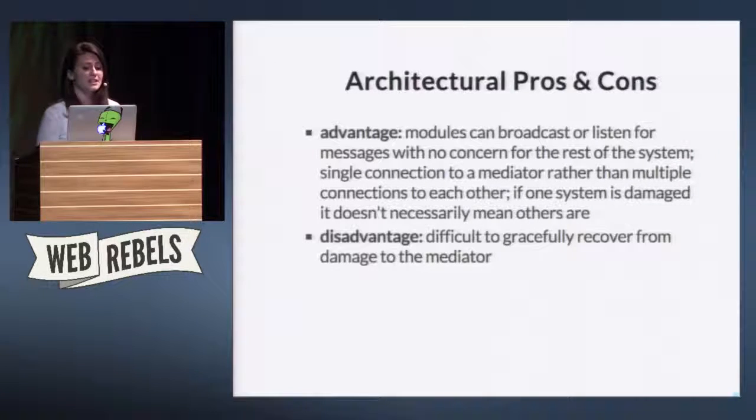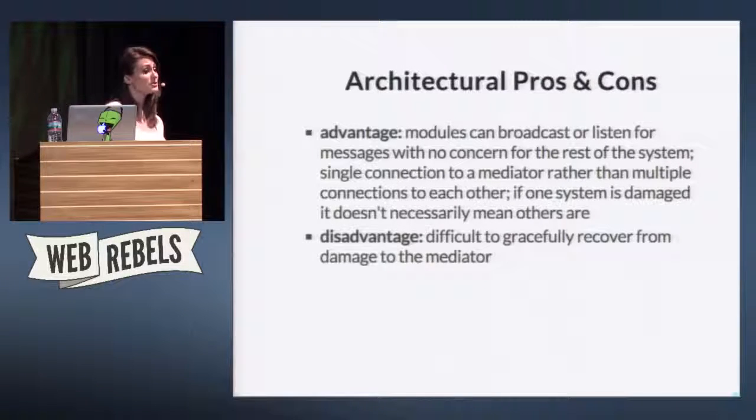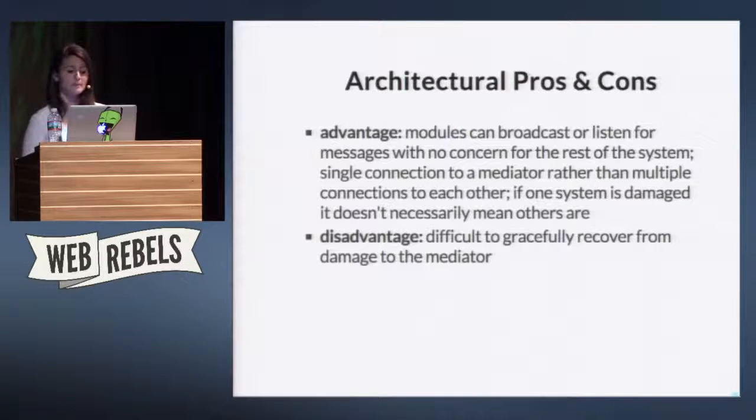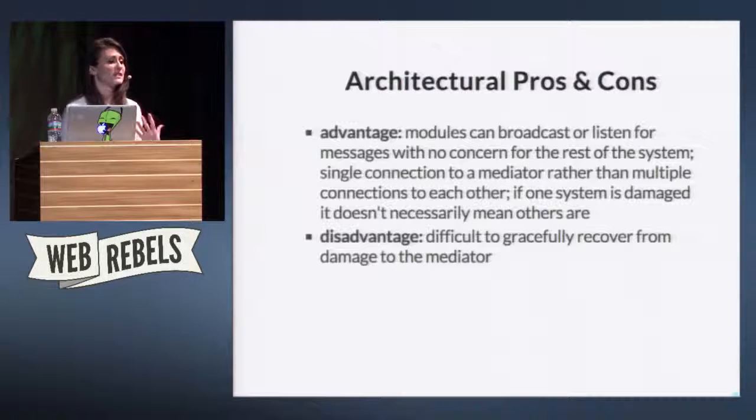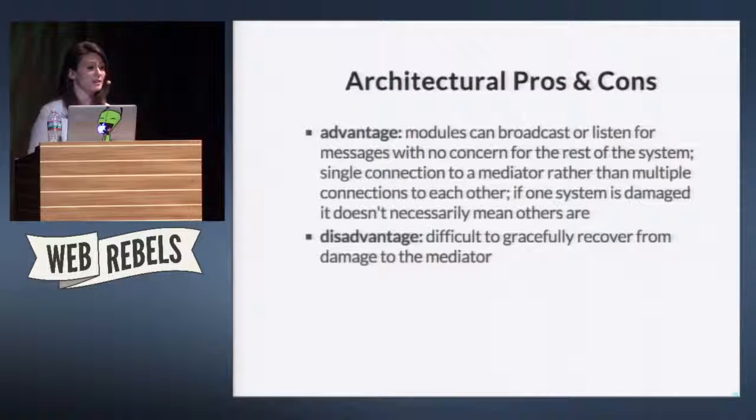The main disadvantage here is that it's very difficult to gracefully recover from damage to the mediator. This is why spinal cord injuries are so traumatic and have such detrimental effects on our body and the way that it functions. You can have all of your systems in place working well, but if the messages can't get back and forth from your spinal cord to your brain and vice versa, it doesn't matter if your other systems are intact, they're not going to work.